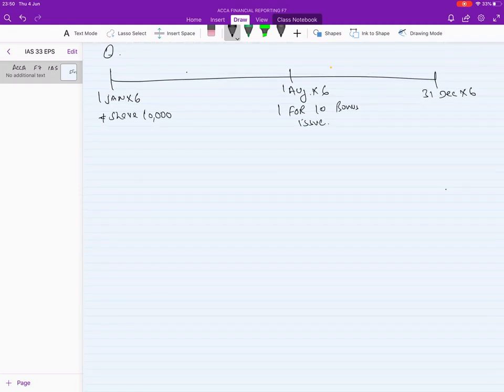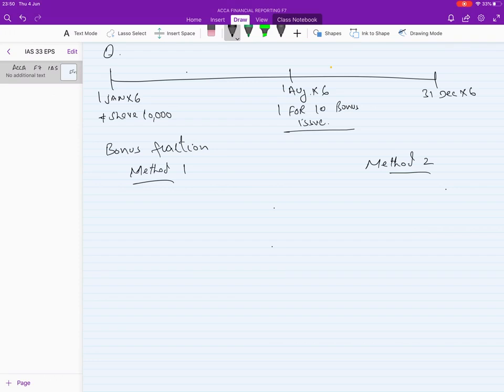First calculate this fraction. We need to calculate the bonus fraction in this. You can calculate this in two different methods. I will tell you method 1 and method 2. Method 1 is 1 for 10. It means you will get one free issue, one bonus issue against 10. Whoever has 10 shares will get one for free.